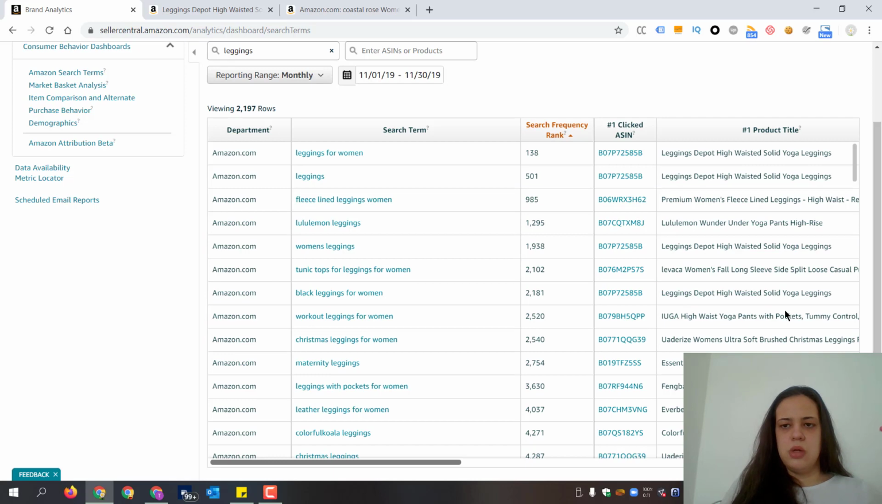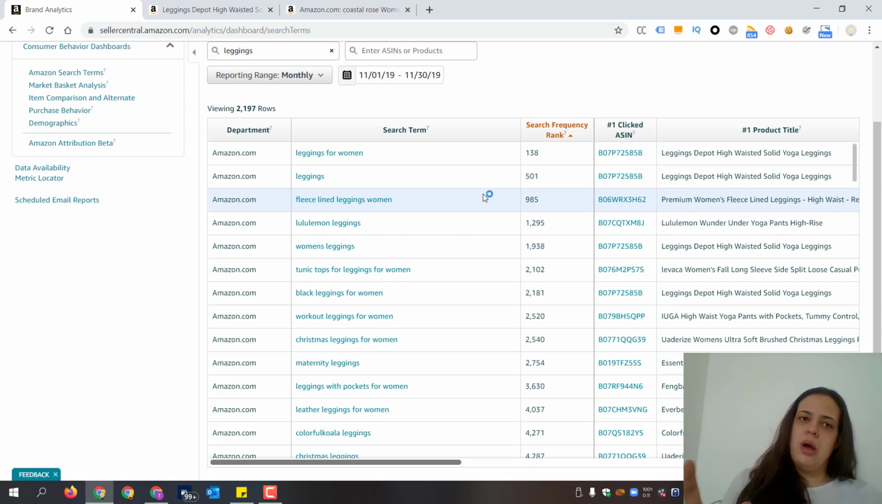I'm going to explain each one of them in detail. First of all, search term. Based on this seed keyword that I've just entered, leggings, Amazon is giving me the most popular searches related to that. So search frequency rank is a ranking that Amazon is awarding specific keywords that are relative to that seed keyword that we typed in over here in our parameters. And the lower this number gets, the more popular a specific search term is.